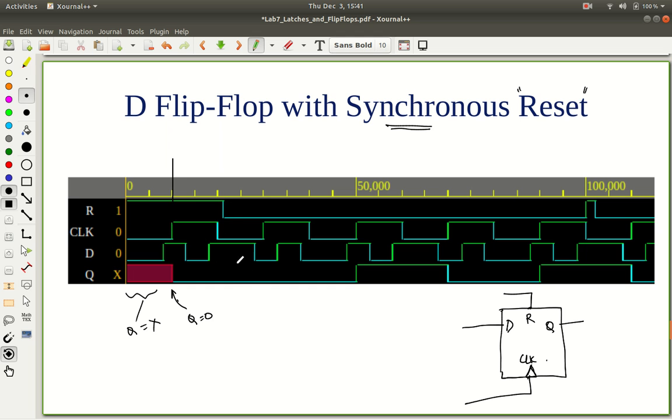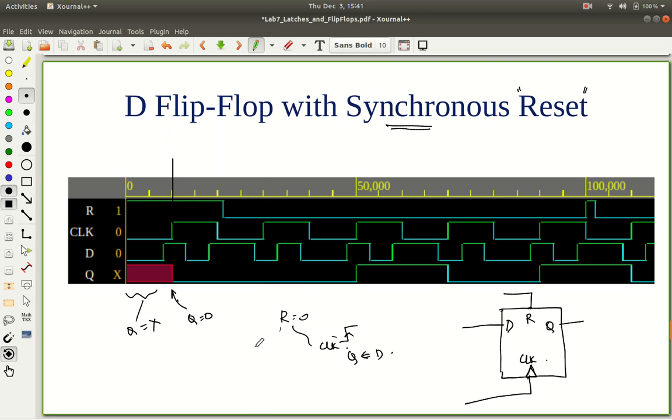So what happens is reset should take priority. When reset is 1, irrespective of what is the value of D, Q should be 0. So even if D was 1, etc., it should be ignored. But if reset is 0, then on the clock edge, the value of D should be assigned to Q.